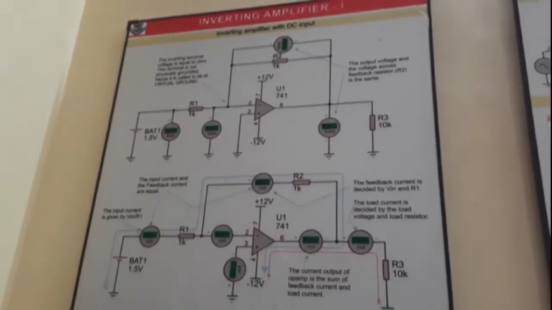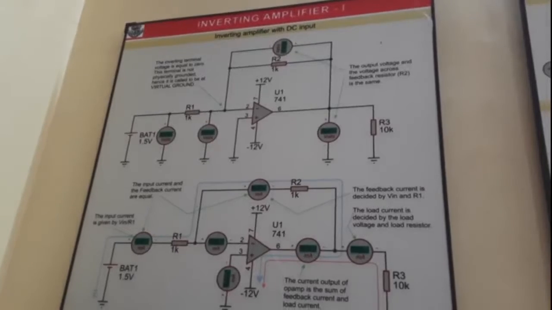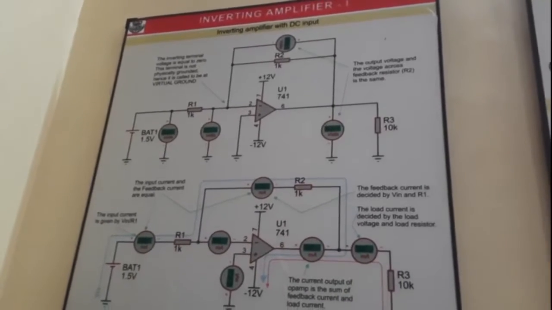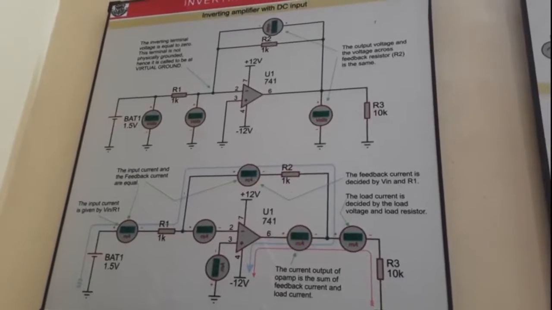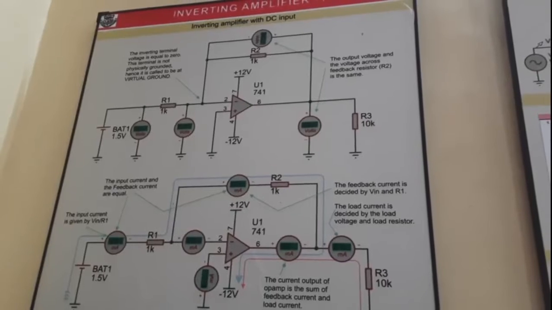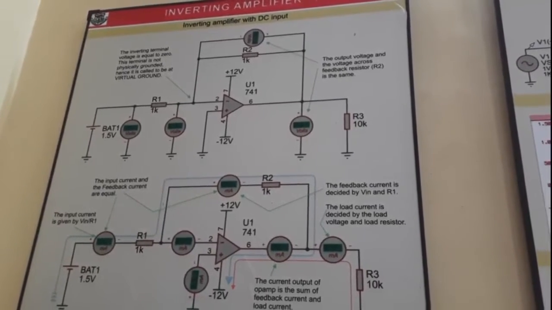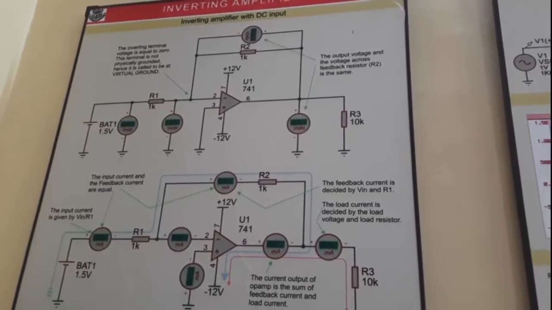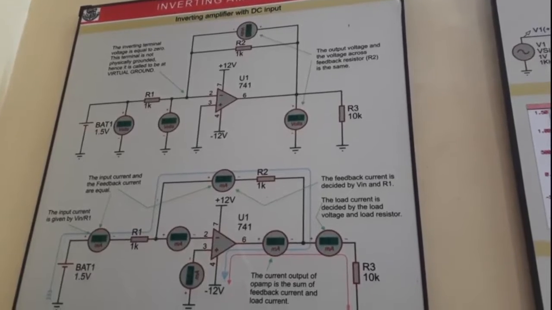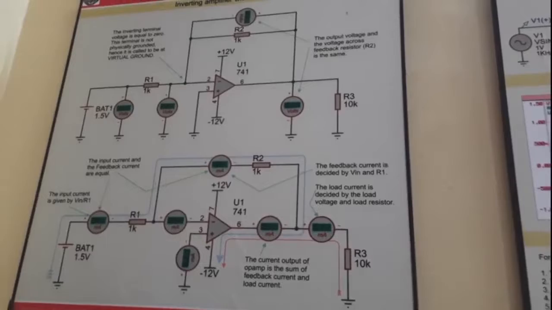In this circuit, we have used a 741 IC with a plus-minus 12 volt supply, and R2 and R1 are the resistors connected to pin number 2, and pin number 3 is grounded. The output of the IC is pin number 6, which is connected to the resistance R3 of 10 kilo ohm, which is a load.